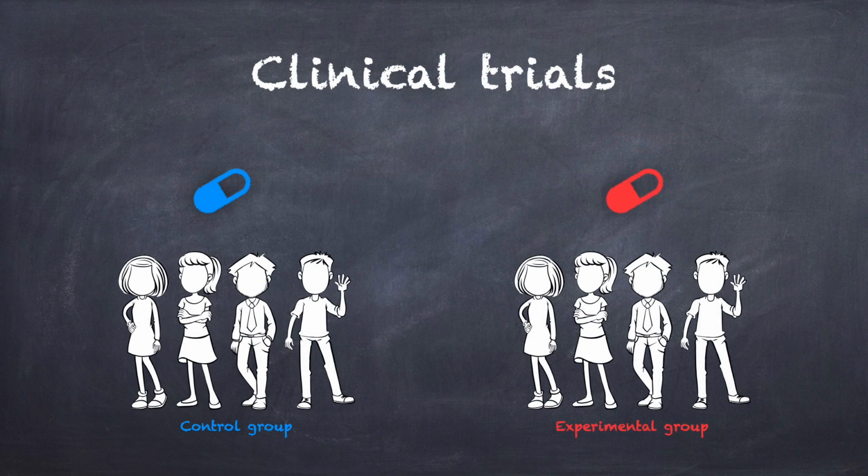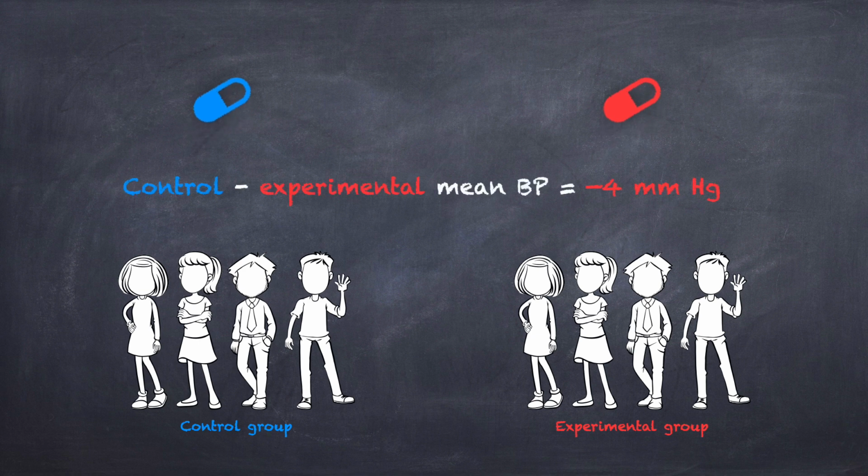Now, in the context of clinical trials, we use the p-value during hypothesis testing. Suppose that we want to know whether the red drug is more effective than a placebo blue drug in lowering blood pressure. We would ideally conduct a randomized control trial and assign the placebo blue drug to the control group, while the red drug is assigned to the experimental group. Then we can calculate the mean blood pressure of each group and find the difference. In this example, the red drug lowered the blood pressure by 4 millimeters of mercury compared to the placebo.